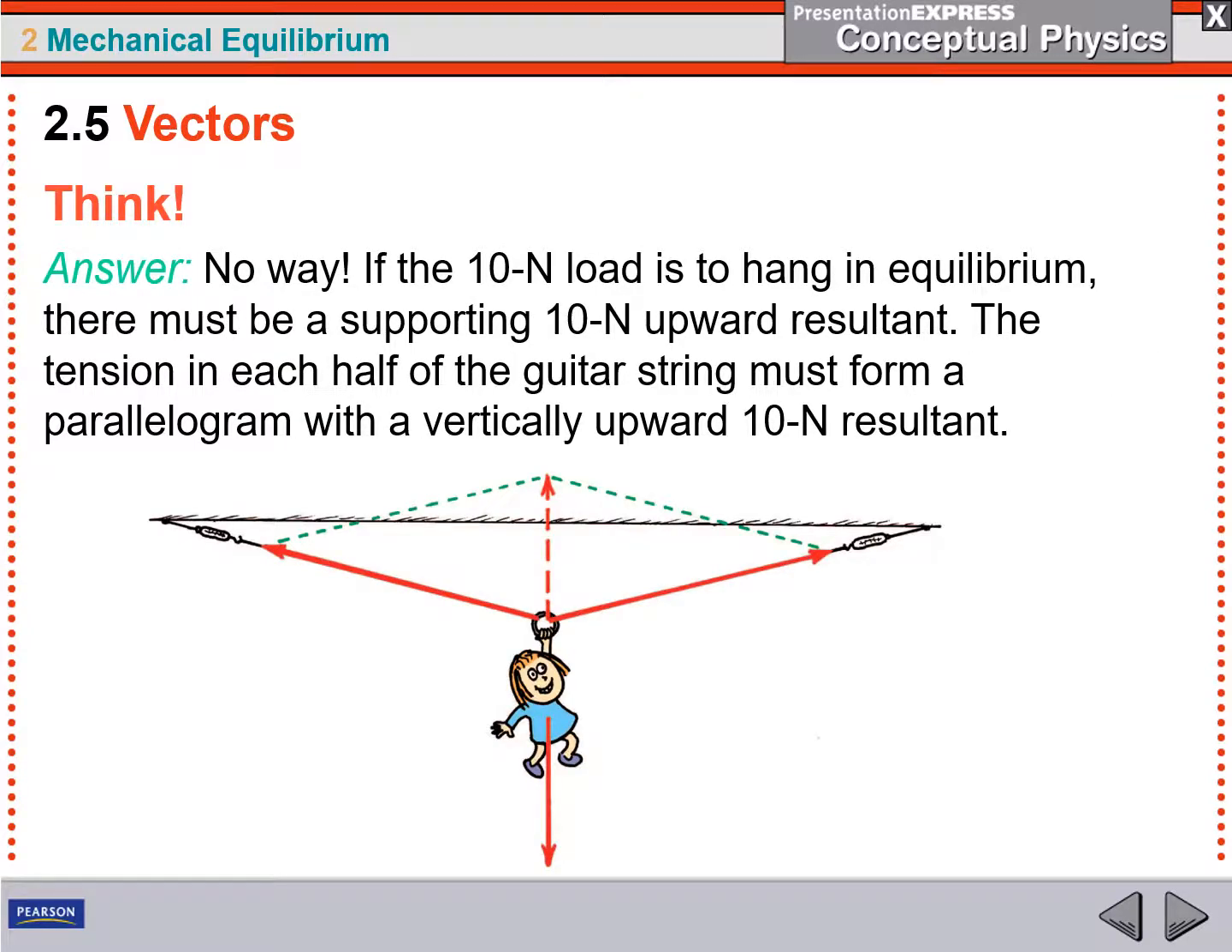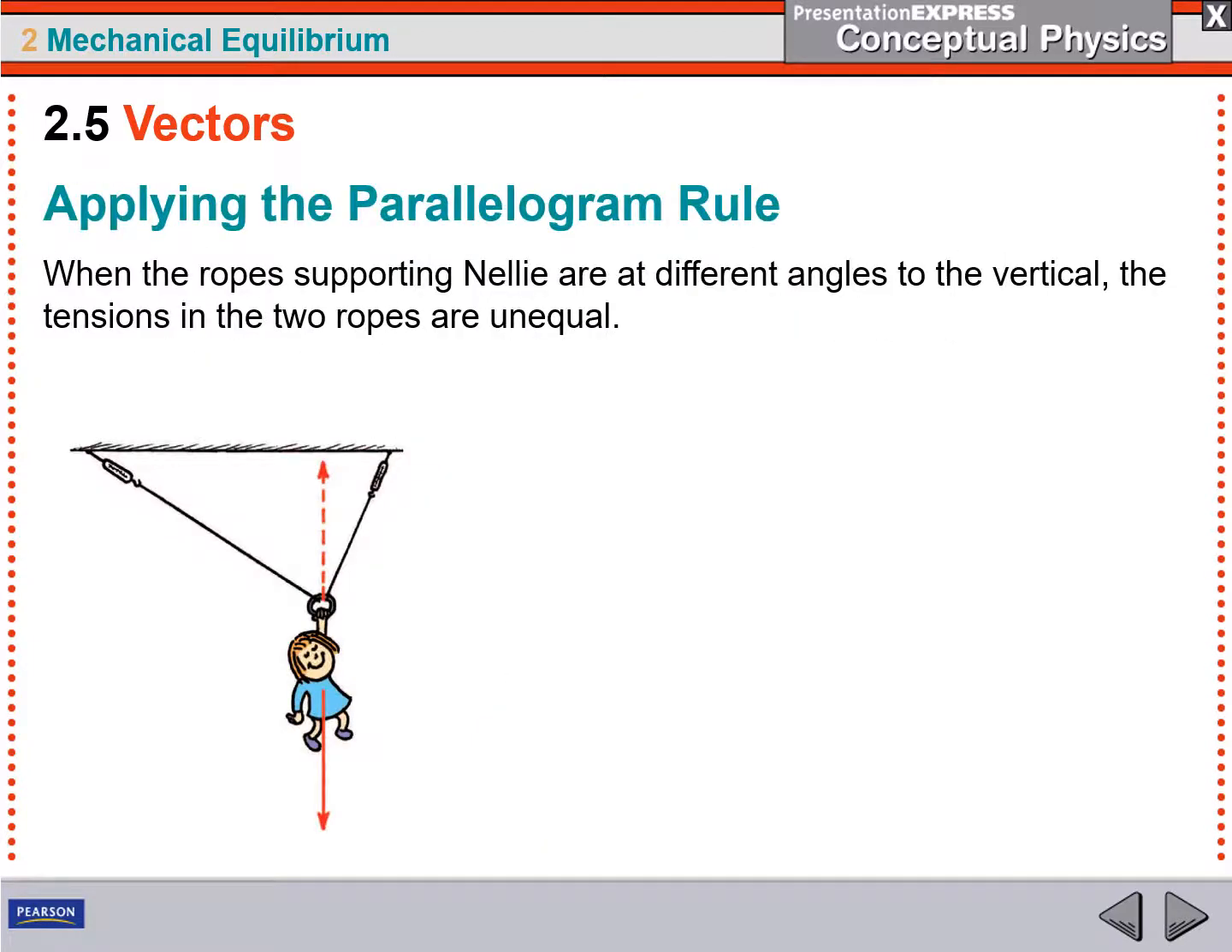No, that's not possible. If anything hangs from the middle of a string, there has to be an upward resultant to counterbalance the downward weight. Otherwise, that weight's going to be moving. The only way that something can be stationary is if the sum of the forces adds up to 0. So there has to be an upward directed force to counter the 10 Newton downward force. That means there has to be some angle in the string. Cannot go straight across.